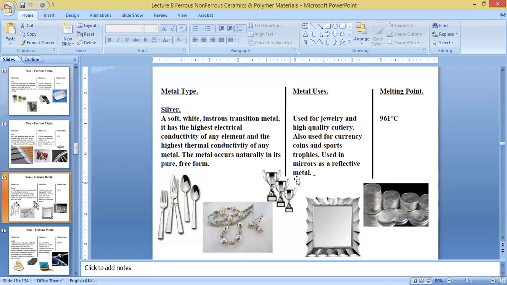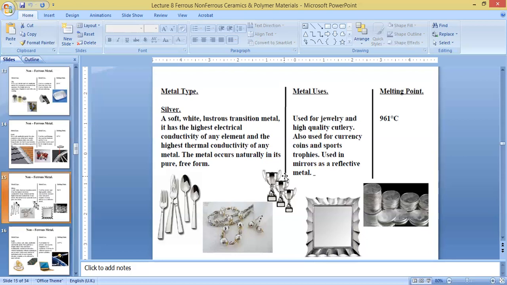So those are the components that are made out of silver. It's used for jewelry, high quality cutlery, also used for currency coins. Though I don't think there's any country that still uses silver in its purest form as a currency coin. I doubt it. We have alloys now. And it's used for sports trophies, like a silver medal. The silver trophies are usually made out of silver.